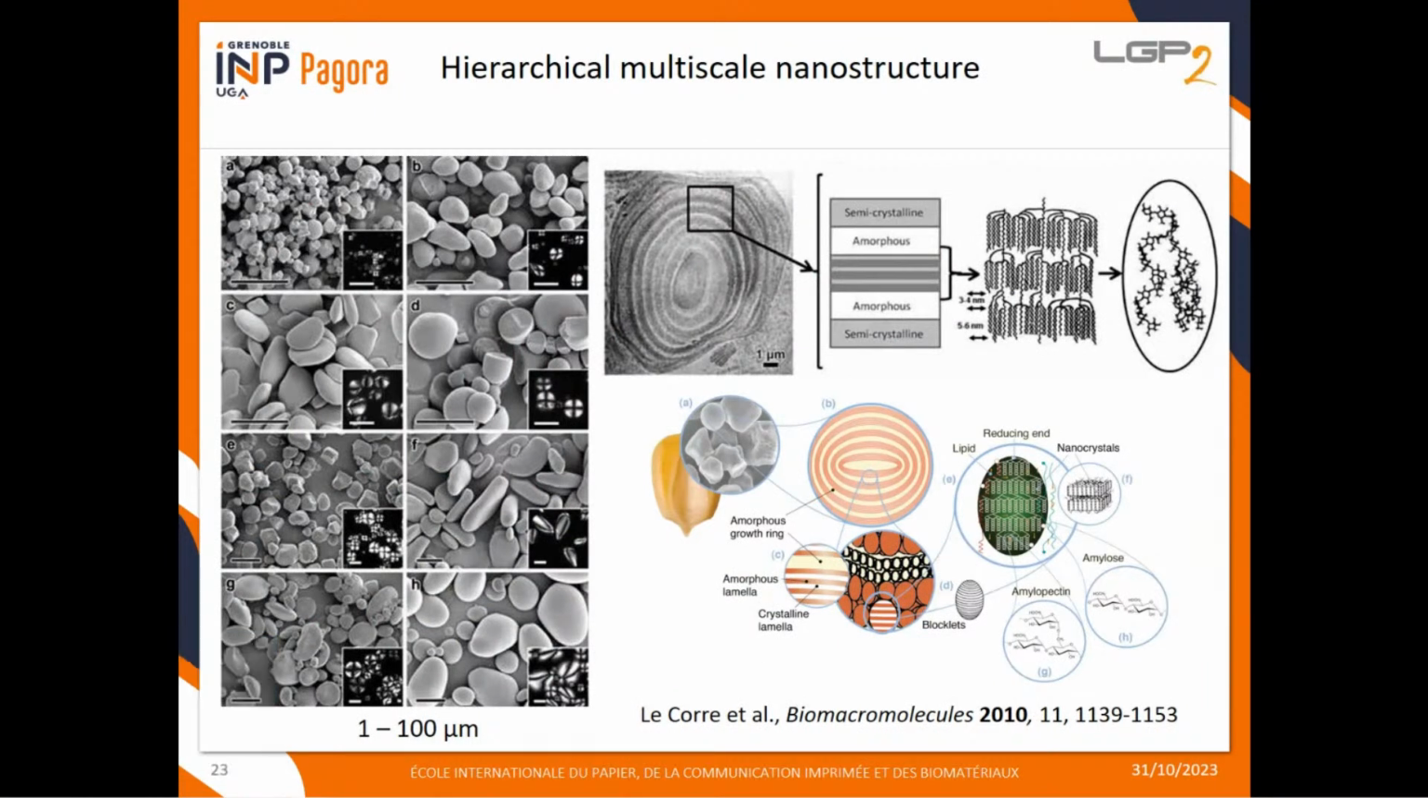So starch is found in nature in the form of a powder. So it's flour, in fact, with a more or less granular structure, with dimensions that range from 1 to about 100 micron, depending on the source of starch. And when looking at starch, we can see this onion-like structure that consists of alternating crystalline and amorphous domains. And again, this material displays a hierarchical structure up to the level of the macromolecule.